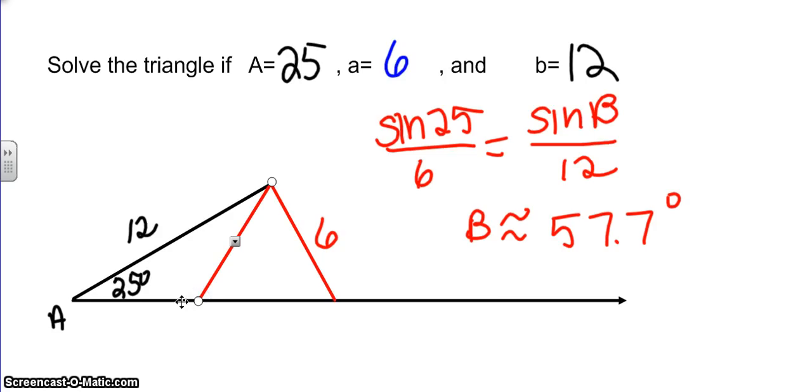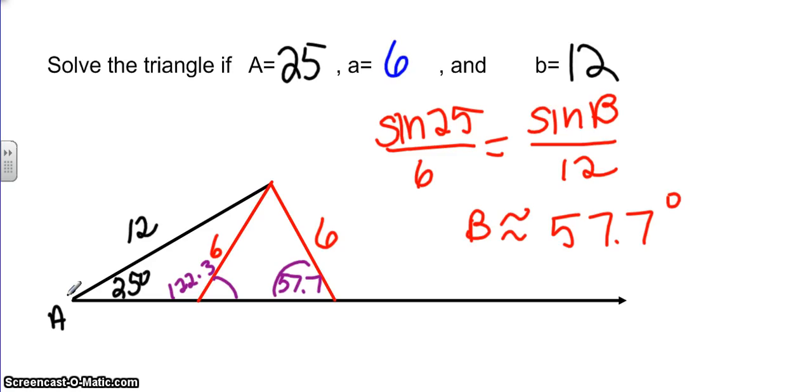That 6 could also be swinging in like this. Now, this makes a nice little isosceles triangle. This is 6. This is also 6. Now, if I know that this is 57.7, and I know that base angles of an isosceles triangle are congruent, then I can also calculate this angle right here. Just take 180 and subtract 57.7, so 122.3. So I actually have two triangles now. I have this triangle that has all acute angles, and I also have this triangle that's an obtuse triangle.